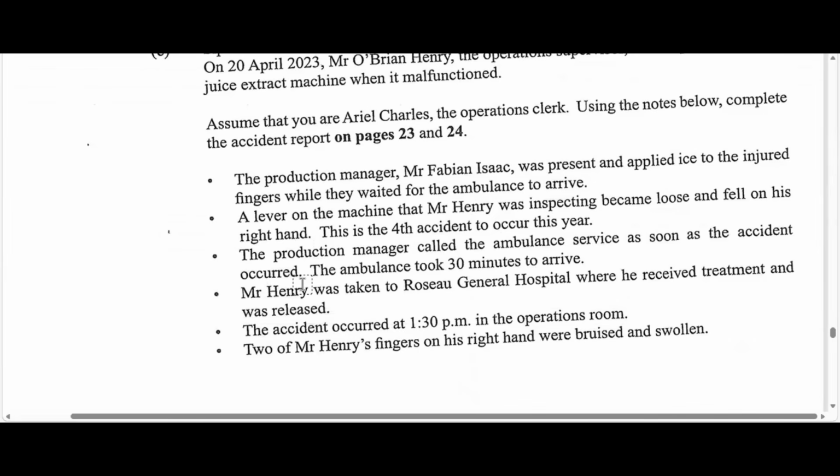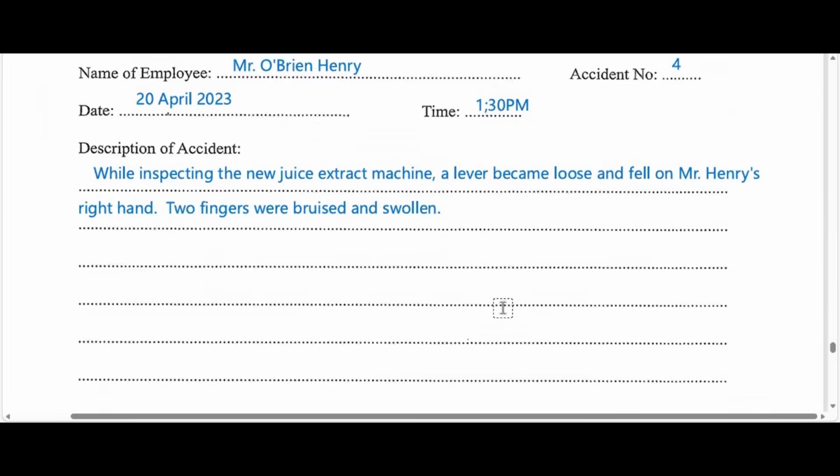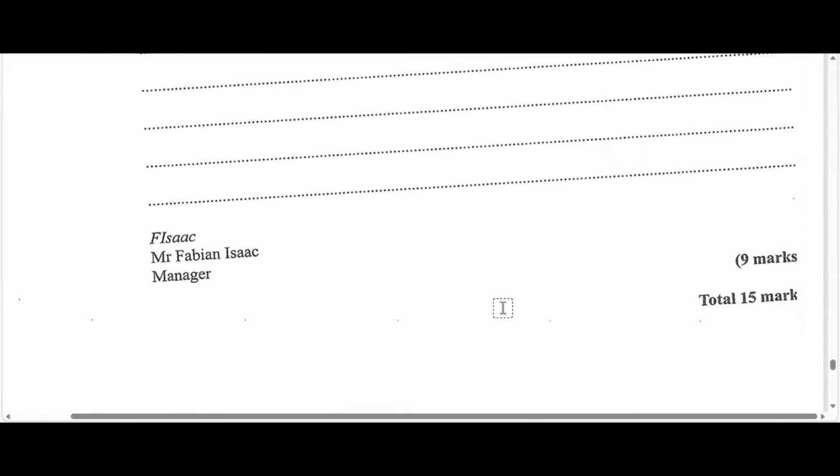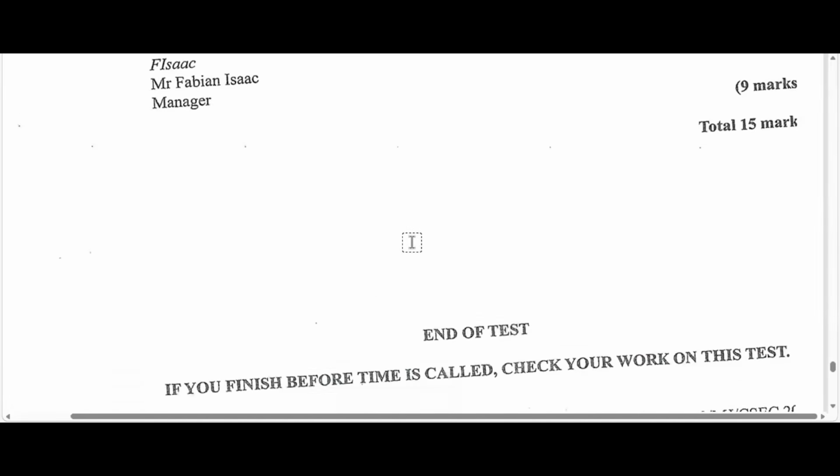The action that was taken, the production manager, Mr. Fabian Isaac, applied ice. They called the ambulance. The ambulance took 30 minutes to arrive. Those were the actions that were taken. Mr. Henry was taken to the hospital, he received treatment, and then he was released. Right? Let's see what other information CXC is asking us to provide. Oh, that's it. 9 marks. Okay? And that's the end of our paper 2 for the year 2020.